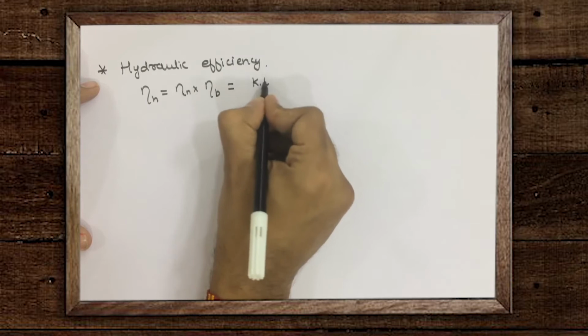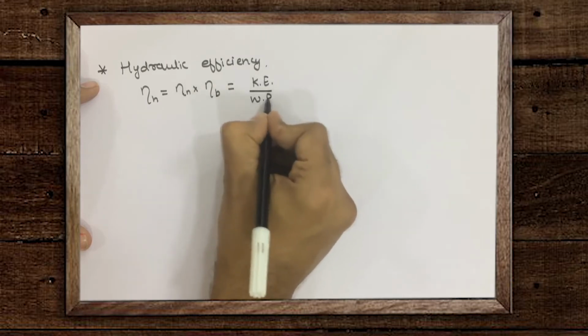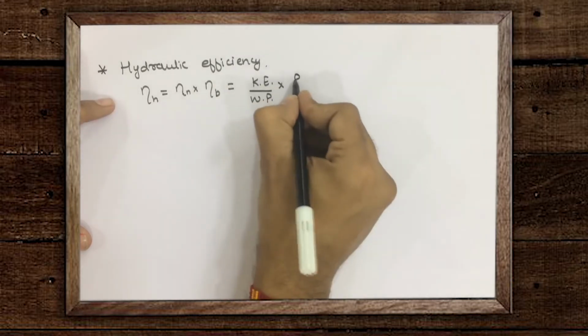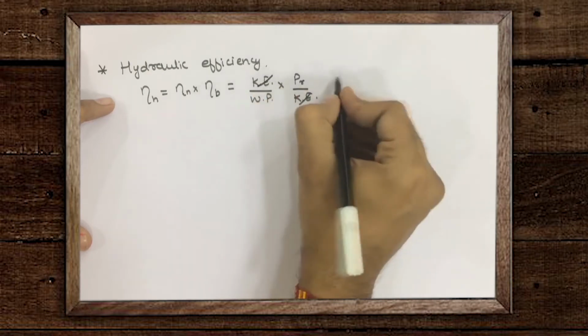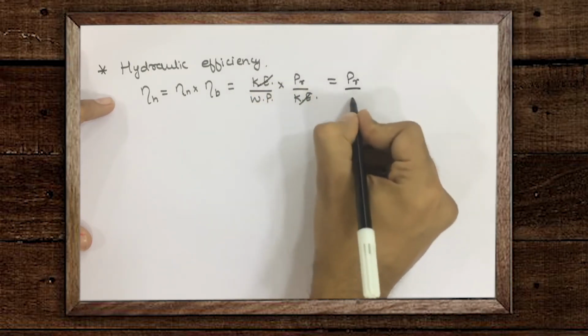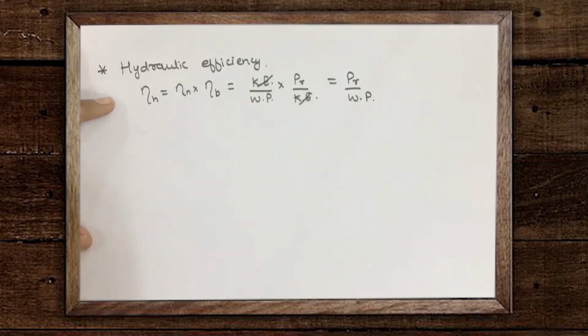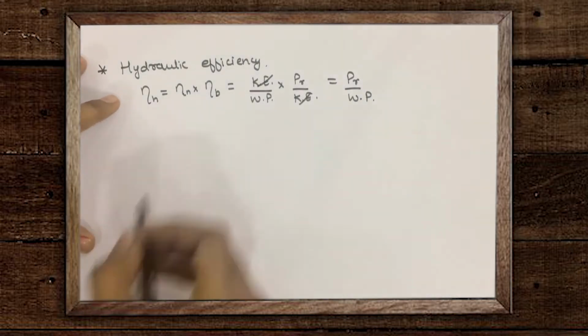Okay, what was nozzle efficiency? Kinetic energy divided by water power. Okay, into what was blade efficiency? Runner power divided by kinetic energy. Okay, so this kinetic energy will be cancelled out and you will get what? Runner power divided by water power. Okay, so this is nothing but the hydraulic efficiency.